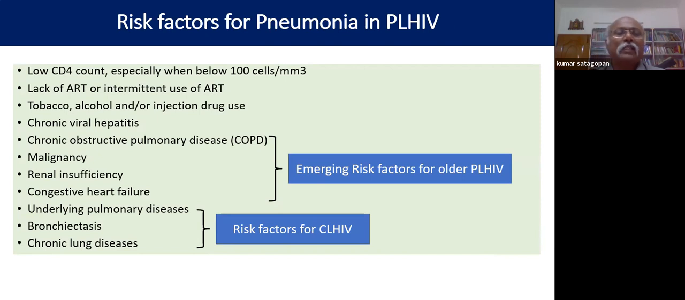So the older PLHIV have COPD, malignancy; all these are newer emerging risk factors because people on ART are living long. So we are able to find other comorbidities like COPD, CCF, CRF coming into the picture.